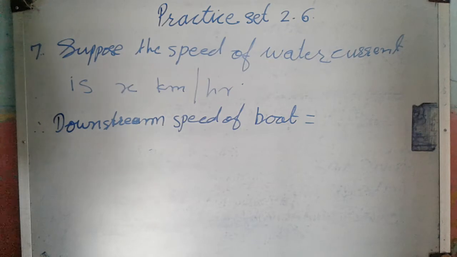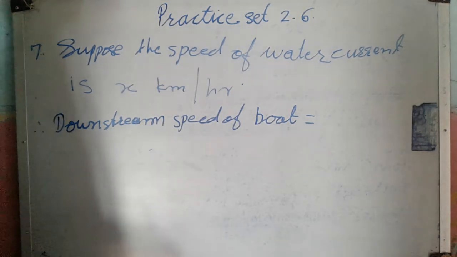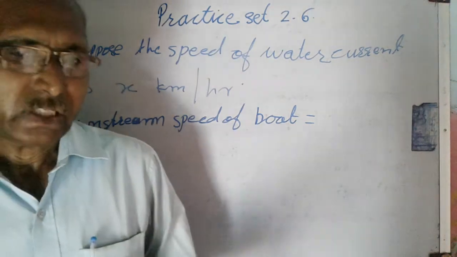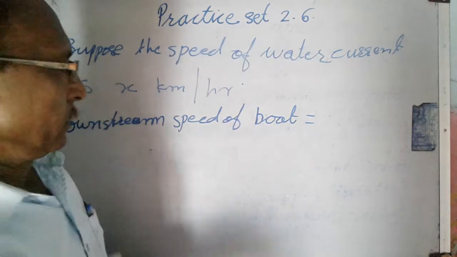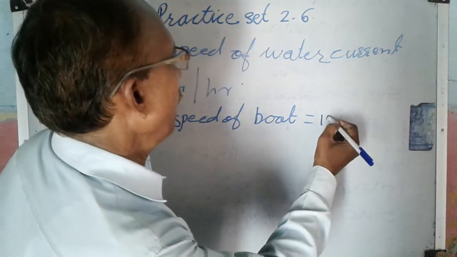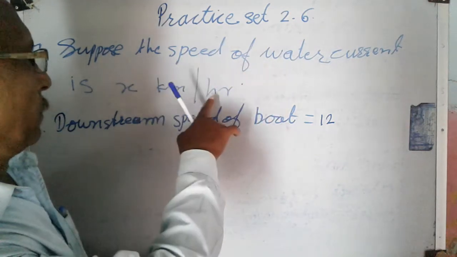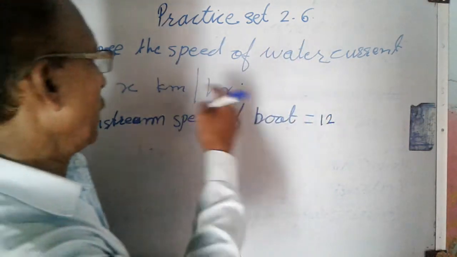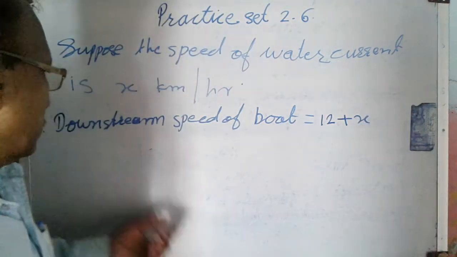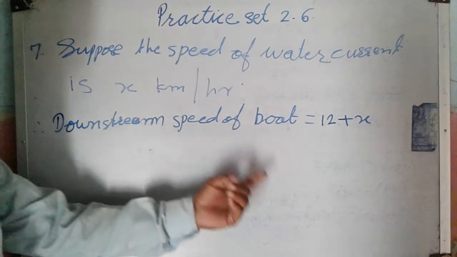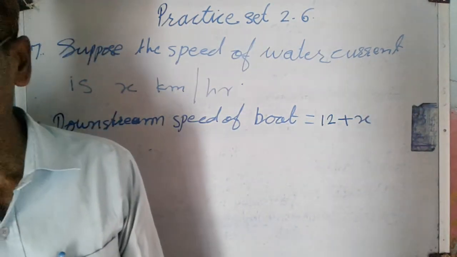Now see here, the speed of the boat in still water is 12 km per hour. That means speed of boat 12 plus speed of water current x. That means the downstream speed of the boat is 12 plus x km per hour.